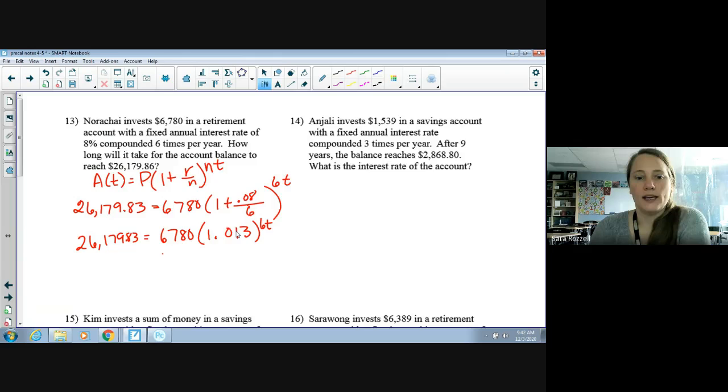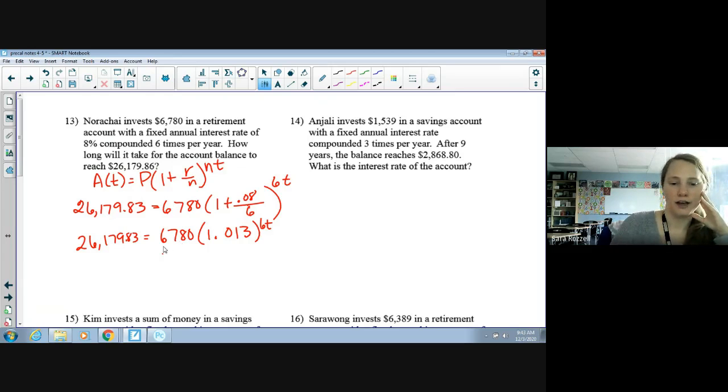So I want to get it to where it's a base to a power equals a number. So what do I need to get rid of first, so that it's just a base to a power? What's in the way of it being that? The 6780, right? Yeah, we're going to divide everything by 6780.